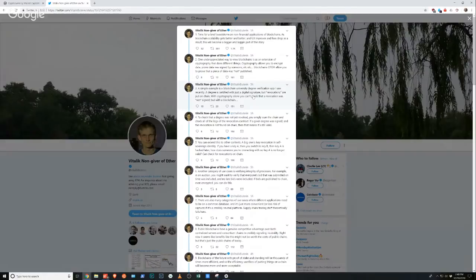"As blockchain scalability gets better and better, and UX improves and fees drop as a result, this will become a bigger and bigger part of the story." Really, Vitalik? Because it's been 5 years, and I haven't seen really anything like non-financial applications of blockchain. "Almost everything can be done cheaper, faster, easier as a centralized service, and that's the mentality I will go in with for the rest of this tweet storm."